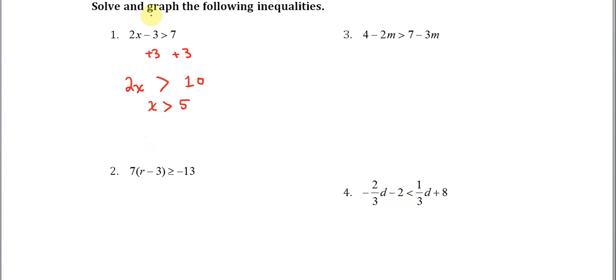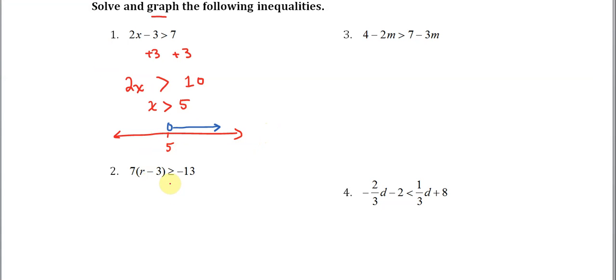And then to graph the inequality, we always start out with a number line, put a 5 on there, and let me change up the colors here a little bit. This is a strict inequality, so we want an open circle, and x is greater than 5, so all the numbers that are larger than 5, in other words, that go towards positive infinity, go towards the right of 5. All right. Now let's take a look at another one.